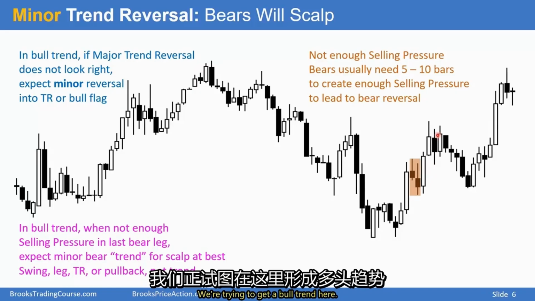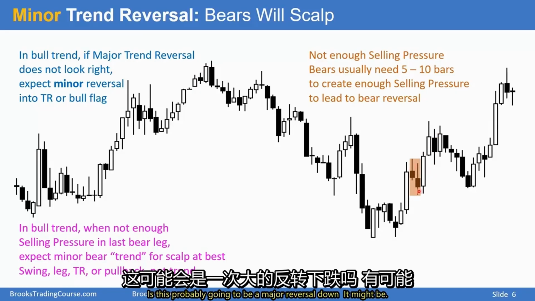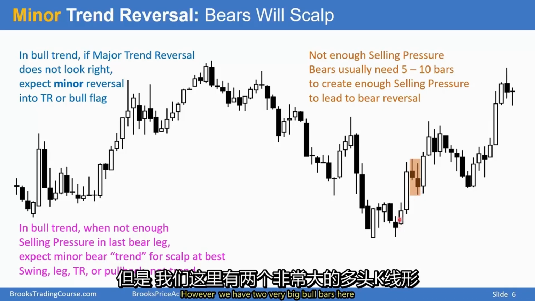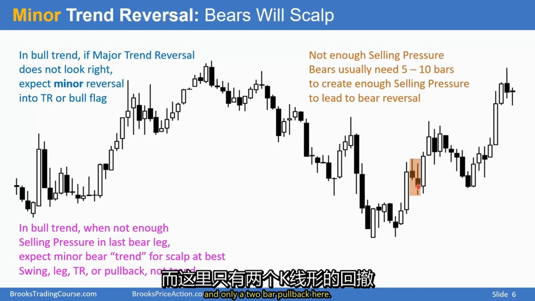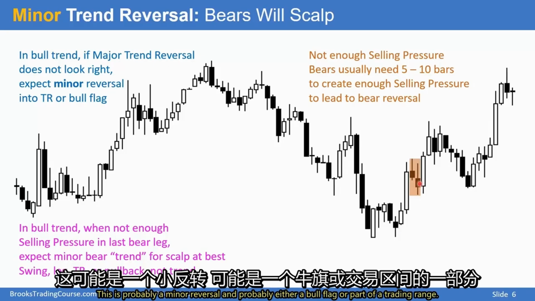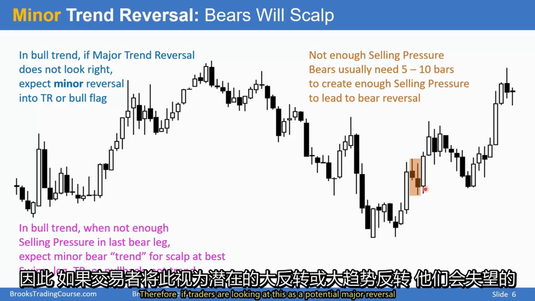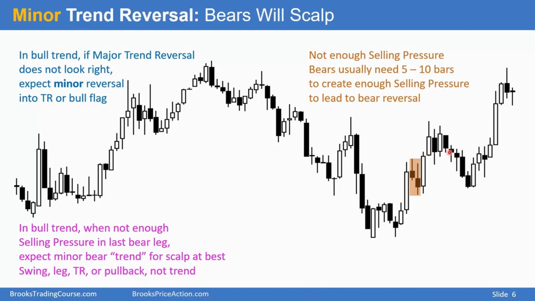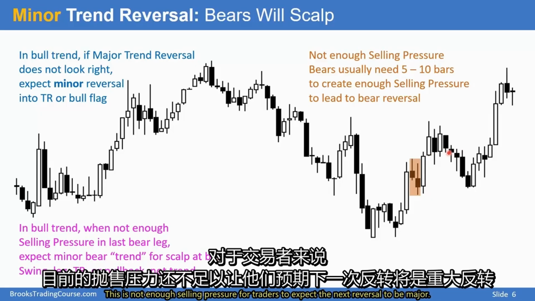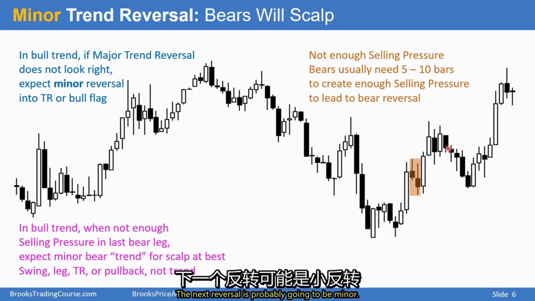We're trying to get a bull trend here. Is this probably going to be a major reversal down? It might be. However, we have 2 very big bull bars here and only a 2-bar pullback here. This is probably a minor reversal and probably either a bull flag or part of a trading range. Therefore, if traders are looking at this as a potential major reversal or this as a major trend reversal, they'll be disappointed. This is not enough selling pressure for traders to expect the next reversal to be major. The next reversal is probably going to be minor.